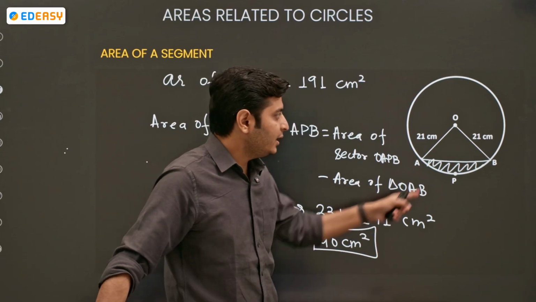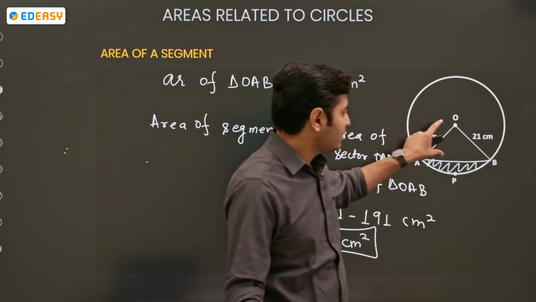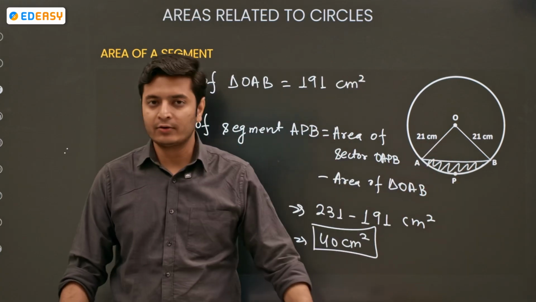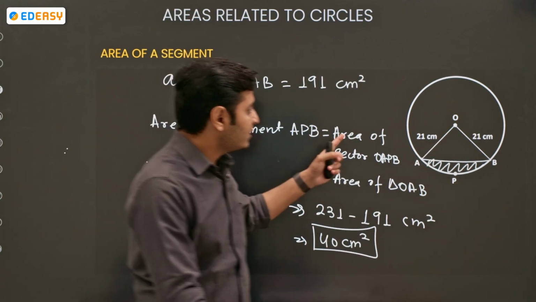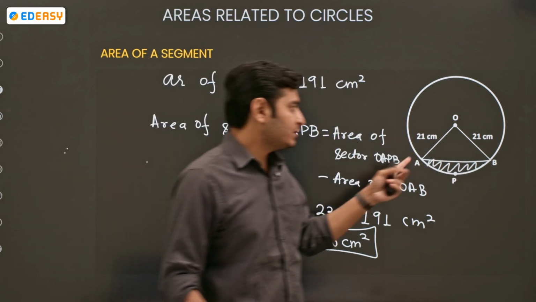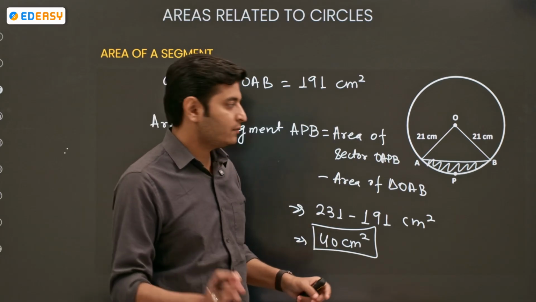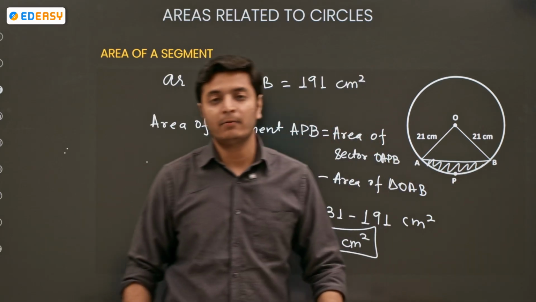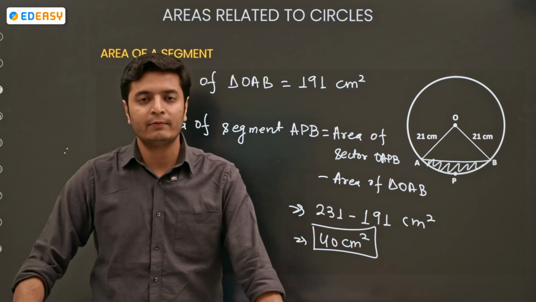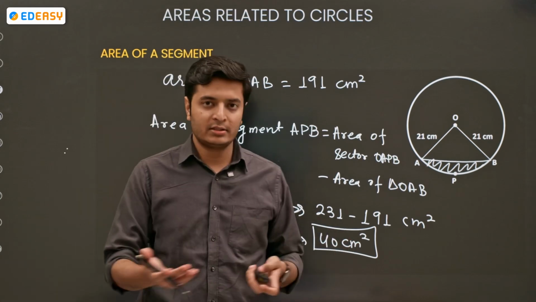Then to find the area of this segment APB, we need to find the area of this triangle also. So how to find the area of this triangle? We are going to use trigonometry here. So after applying the trigonometry, we can find the area of this triangle, that is 191. Area of sector was 231 centimeter square. Subtract them, you will get the area of this segment APB as 40 centimeter square. Again, unit is very important if you don't want to lose half or 1 mark. Okay, so this is how you can solve this type of problem.